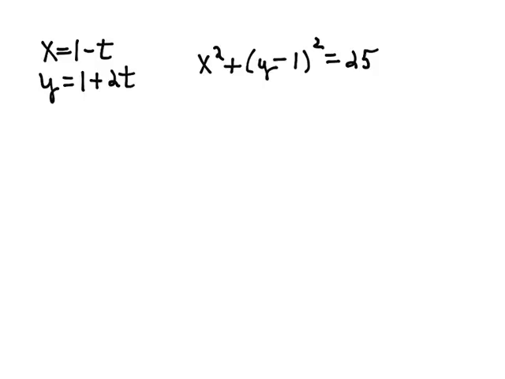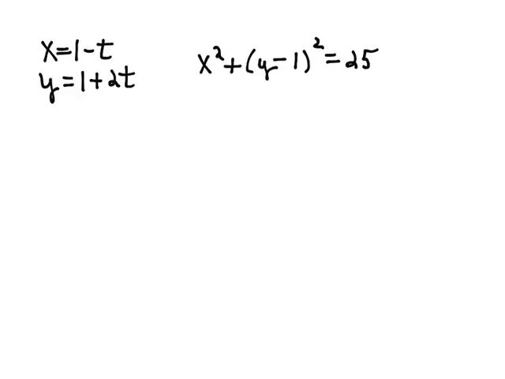An object moves along a line in such a way that its x and y coordinates at time t are given by the parametric equations x equals 1 minus t and y equals 1 plus 2t. We want to find when and where the object crosses this circle, x squared plus (y minus 1) squared equals 25.